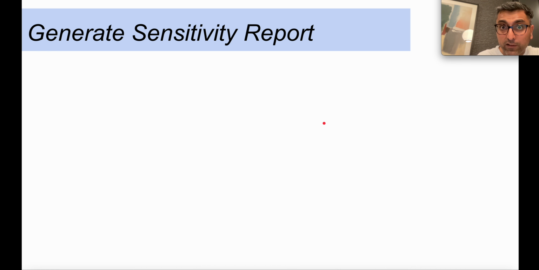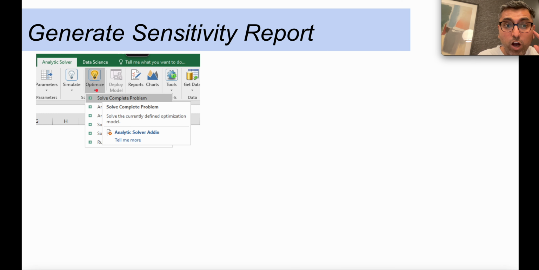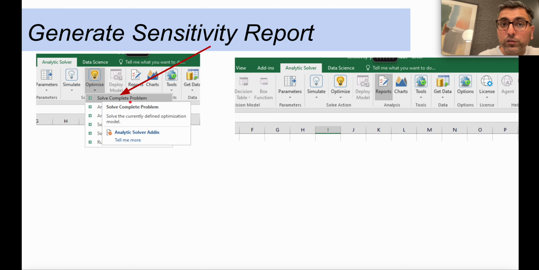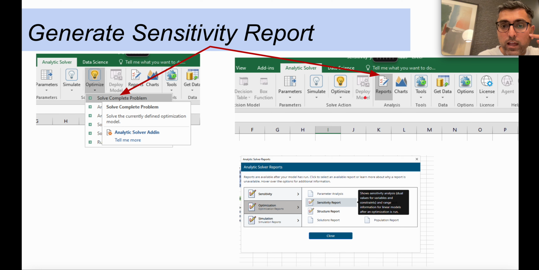So I told you how to generate the sensitivity report. First you optimize and solve the complete problem using the linear optimization LP engine. Once you do this optimization, you will be able to click the report, which is this part, and it will create a new Excel sheet, which will have the sensitivity report. By clicking report, then optimization, and going to sensitivity report, that will insert a new sheet, which is the sensitivity report sheet.